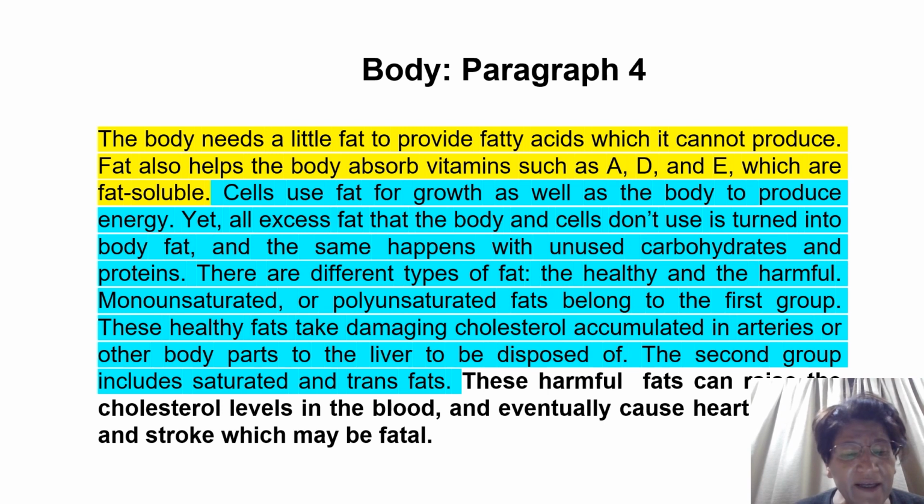And finally, at the end of the paragraph comes the topic sentence. These harmful fats can raise the cholesterol levels in the blood and eventually cause heart disease and stroke, which may be fatal.